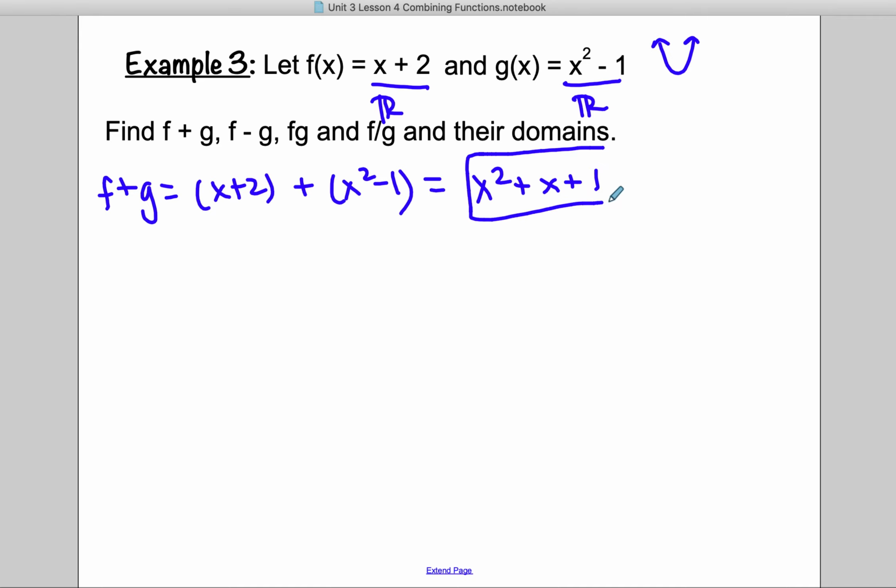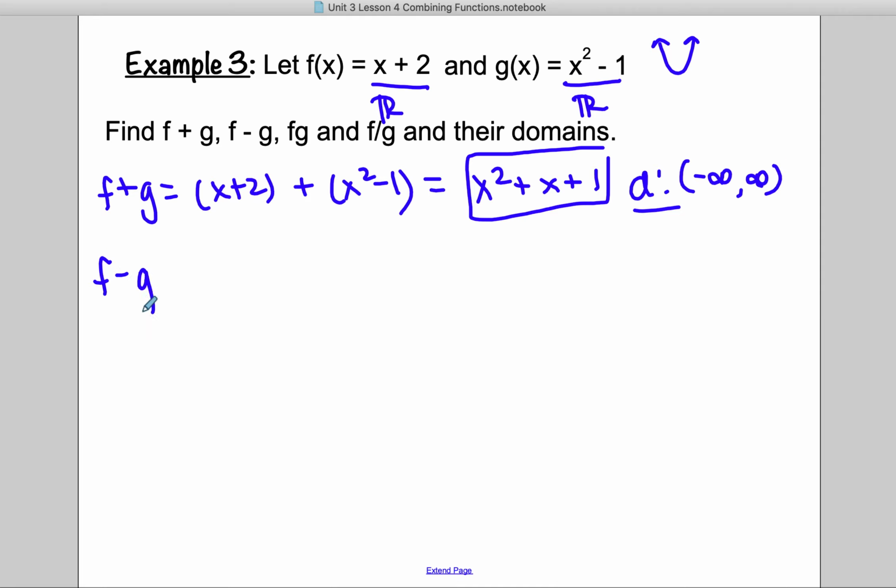There is my addition. The domain for this one, you just got to be careful. You can write a fancy R, but I really want us to try and move to interval notation when we're writing out all real numbers. So remember that, you can go all the way to the left and all the way to the right. So negative infinity to infinity.